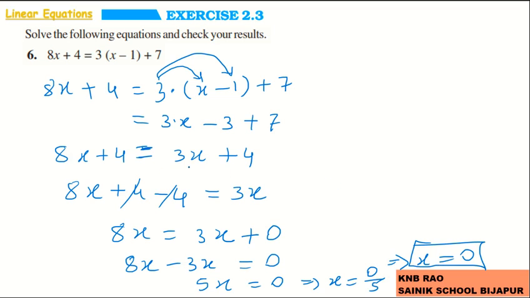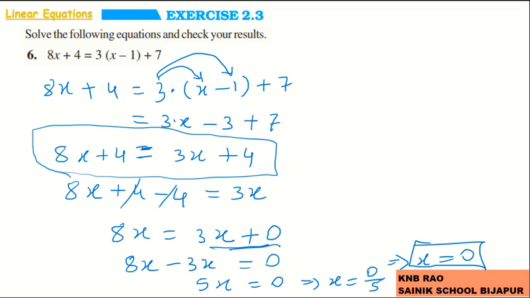Children, normally what happens? You will get confused here while solving. You will go wrong by cancelling x and x, and you will take 8 equal to 3, which is wrong. You have to consider that something is added to 0.